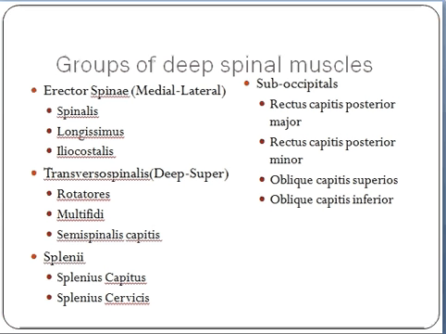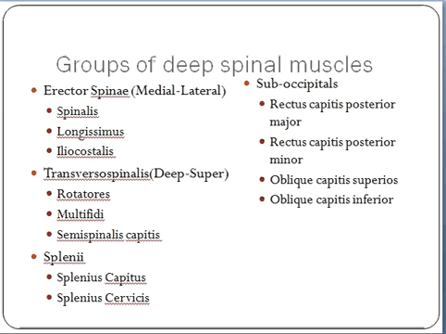The erector spinae muscles, from medial to lateral, are the spinalis, which means that it's closer to the spine, the longissimus, which means that it's the longest of the erector spinae, and the iliocostalis, which means that it's attached to the ilium and the ribs.